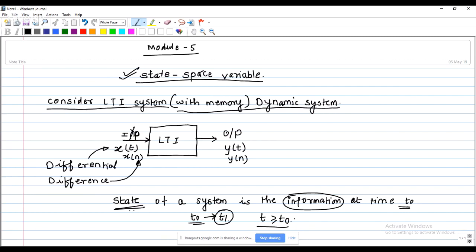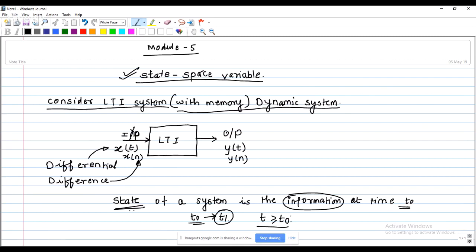That means all the information required for the system to be known is called the state of a system. If the input is provided for all times, then I can calculate the output at all times when I know the state of the system. So that is called the state of a system.